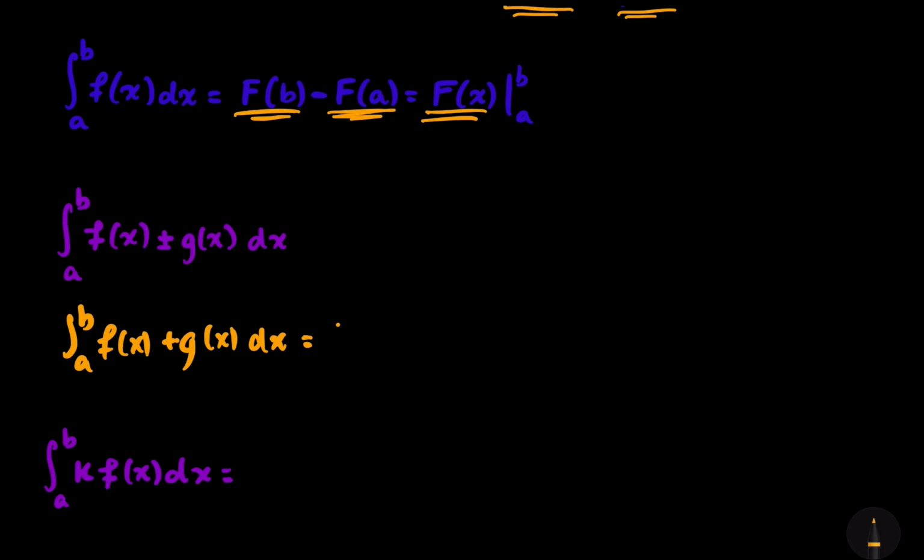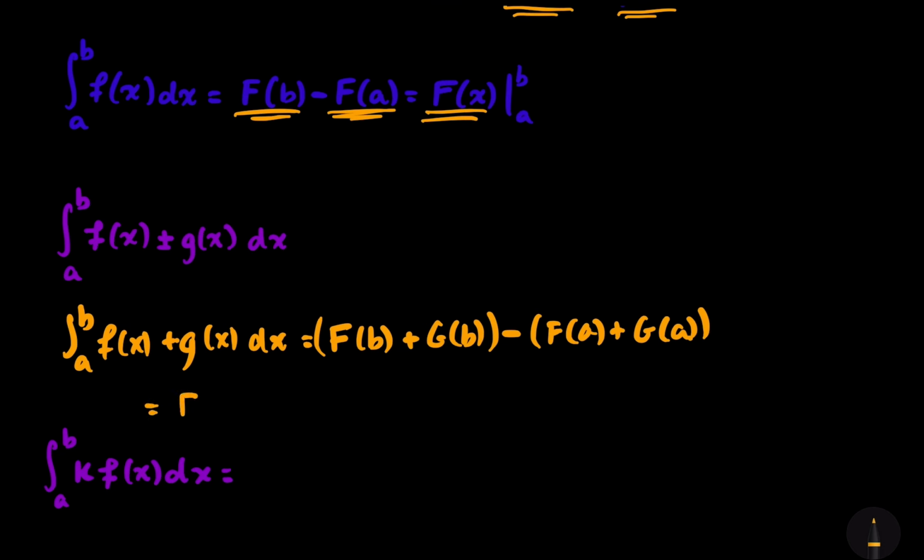And then this is just going to be what? This is going to be capital F of b plus capital G of b. And then we're going to subtract that, so I can put parentheses here. We're going to subtract that from capital F of a plus capital G of a. And then if we distribute the negative sign, we get capital F of b minus capital F of a. And then here we get, so I can put that in parentheses, plus capital G of b minus capital G of a. And we recognize this, right?